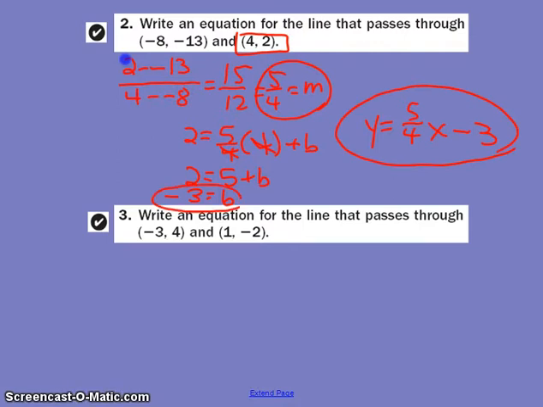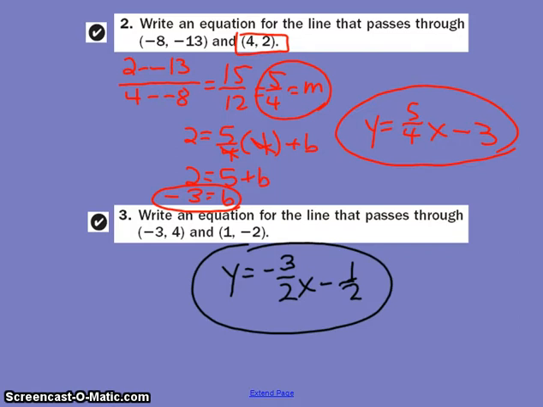I did that by finding my slope first and then plugging in one of those ordered pairs to find my y-intercept. The next checkpoint, if you want to try it, is great. You should get an answer of -3/2 x plus 1/2. Or, excuse me, rather, this answer should be minus 1/2. -3/2 x minus 1/2 would be the answer here if you want to try that on your own.